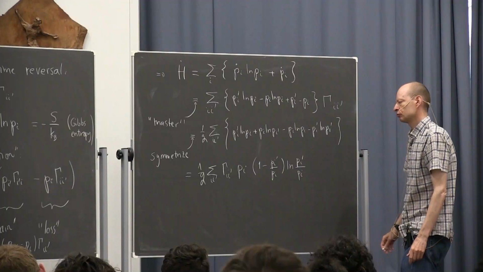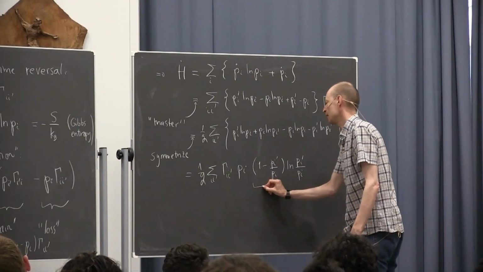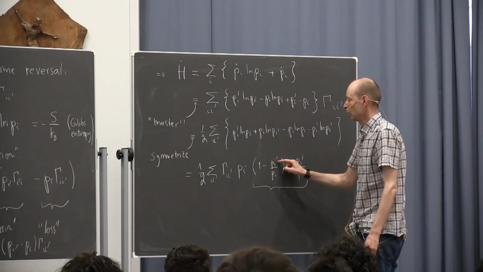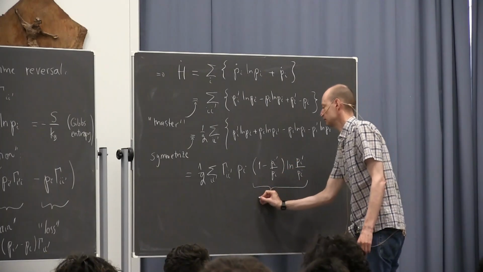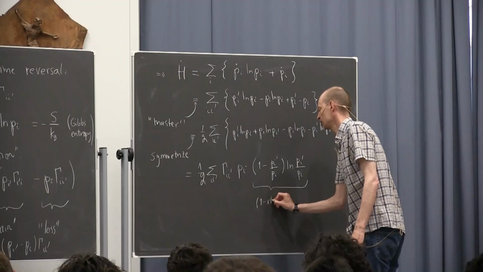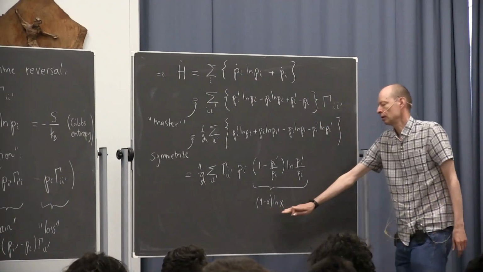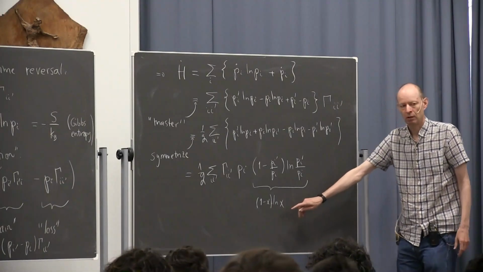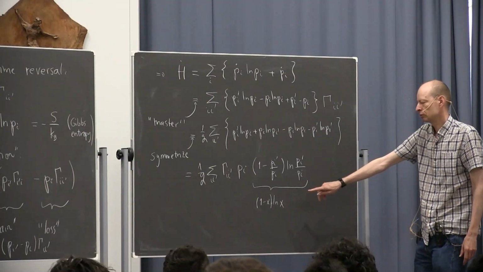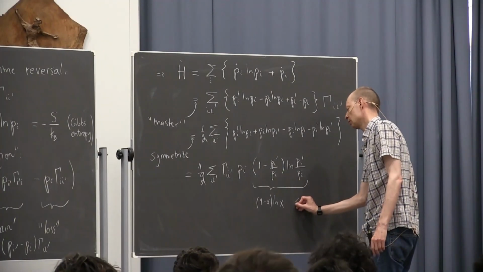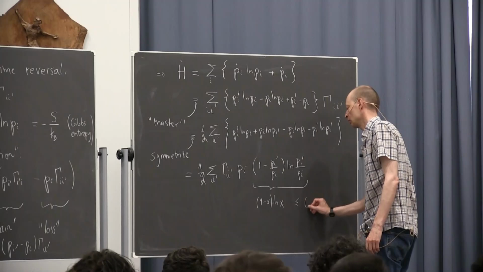Okay, so now it still looks a bit weird, but now we notice there's a function here, and if I denote pi prime over pi by x, then this is the function 1 minus x log x. And a simple function of which we note the property that this function is always smaller than or equal to 0.